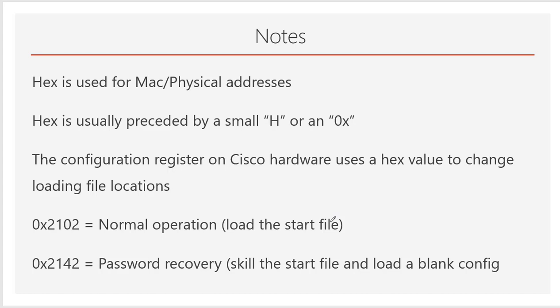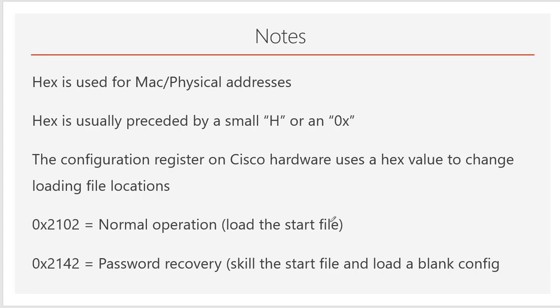All right, and then just some quick notes. So hexadecimal is used for MAC addresses or physical addresses. It's kind of funny, like for some reason Cisco and Microsoft can never call something the same way. When you do a trace route on Cisco, it's tracert in Microsoft. Cisco tends to call it a MAC address, where Microsoft calls it a physical address.